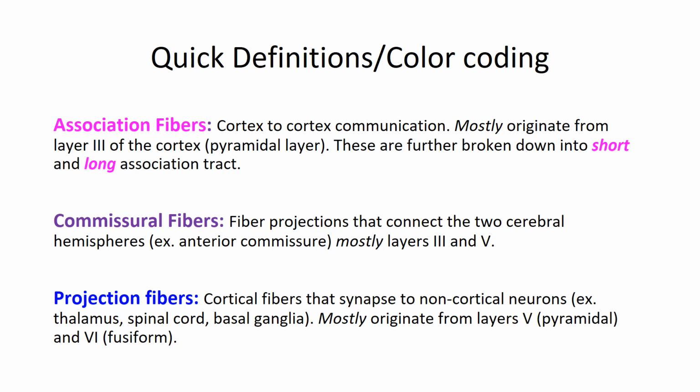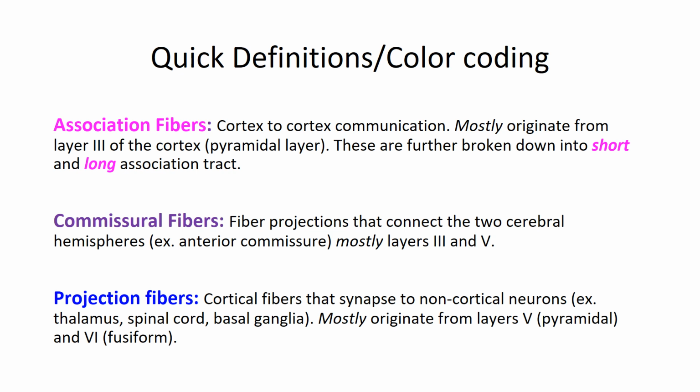Okay, before we get started, I do want to go over some quick definitions as well as some color coding that I'll be using for the rest of this video. There are 3 different types of fibers that you are going to need to know: association fibers, commissural fibers, and projection fibers. Association fibers are connecting the cortex to other regions of the cortex, specifically regions of the cortex on the same side. Mostly, these are going to originate from layer 3 of the cortex, which is one of the pyramidal layers. And these are further broken down into short and long association tracts.